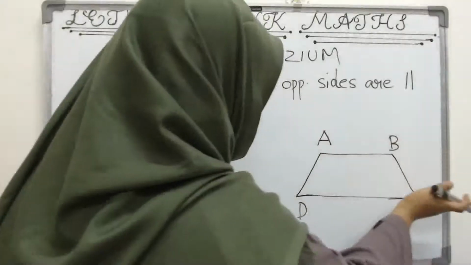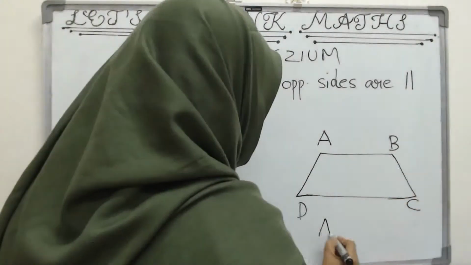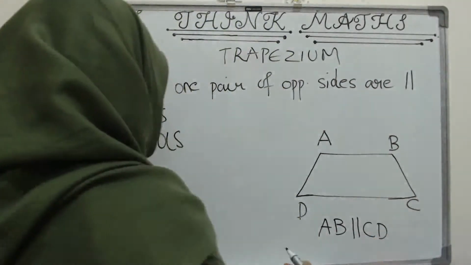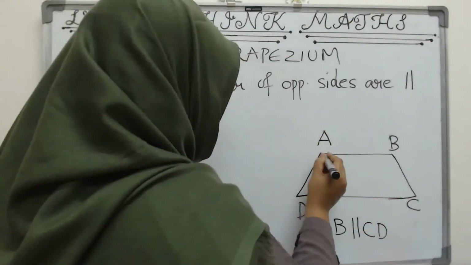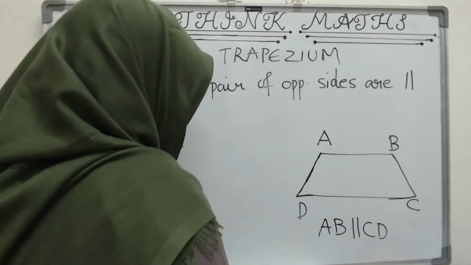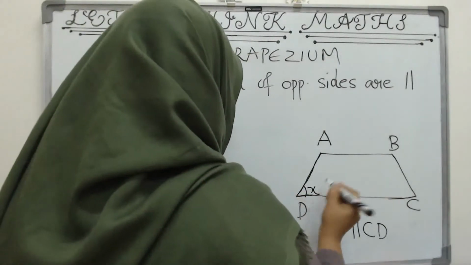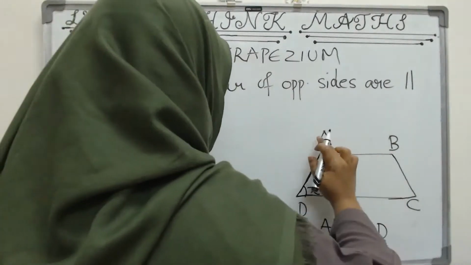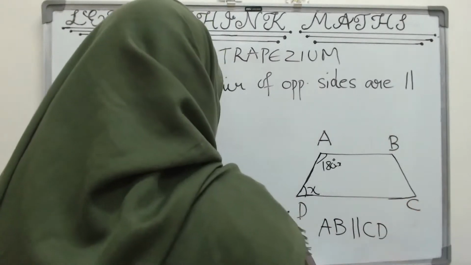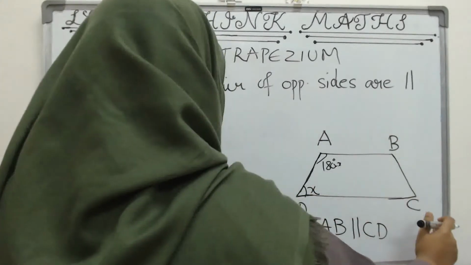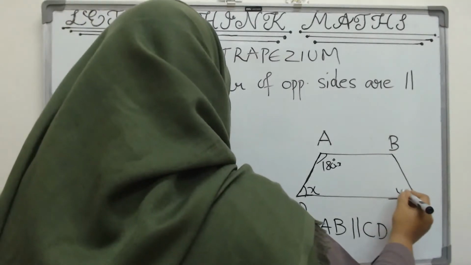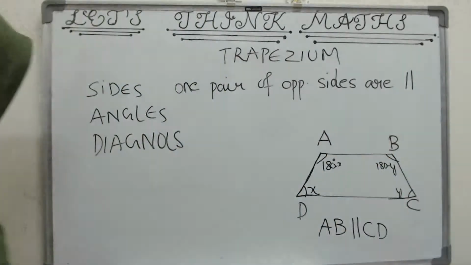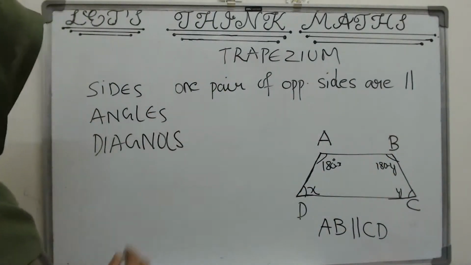What is that? See the two parallel lines, AB parallel to CD. This is the sign of parallel lines. So these two are parallel. Consider AD to be the transversal which cuts them. That means if this is x, this will be 180 minus x. Similarly, now consider AB and CD both parallel lines and consider BC to be the transversal which cuts them. That means if this is y, this will be 180 minus y. So that is the property of the angles of a trapezium.